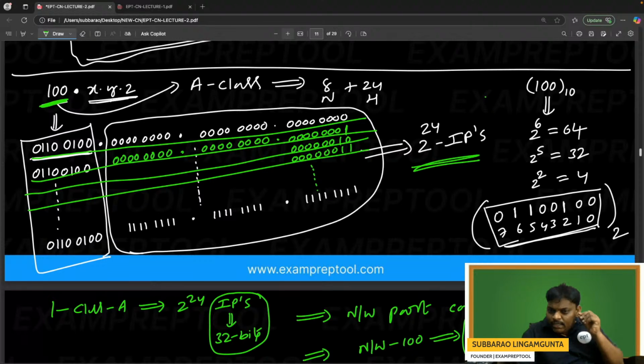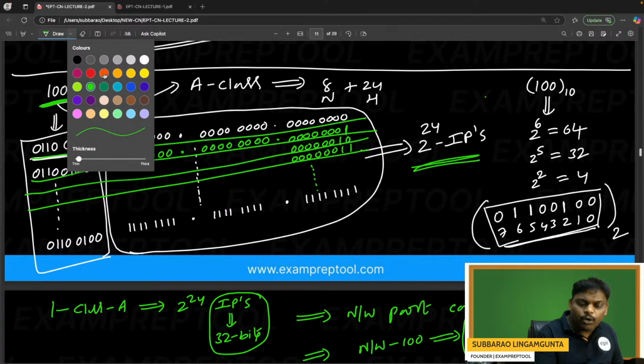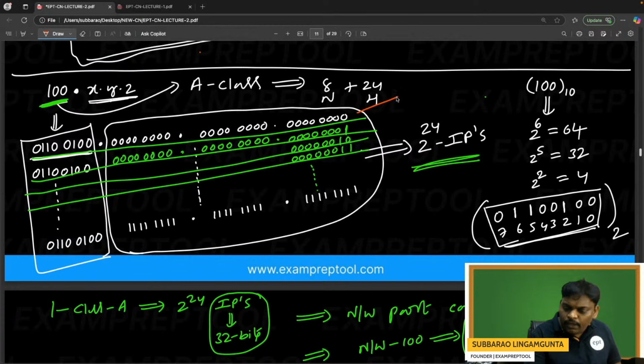Now understand, everyone. It is a very important one. Listen, every IP contains 32 bits. Can you observe this? Every IP contains 32 bits.